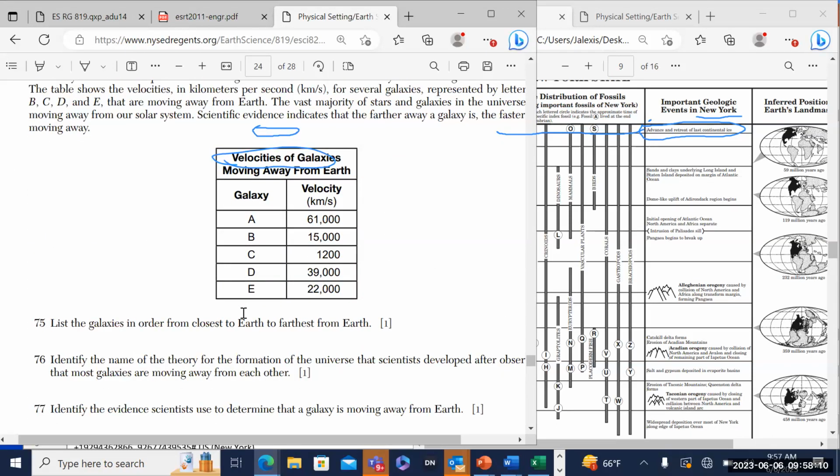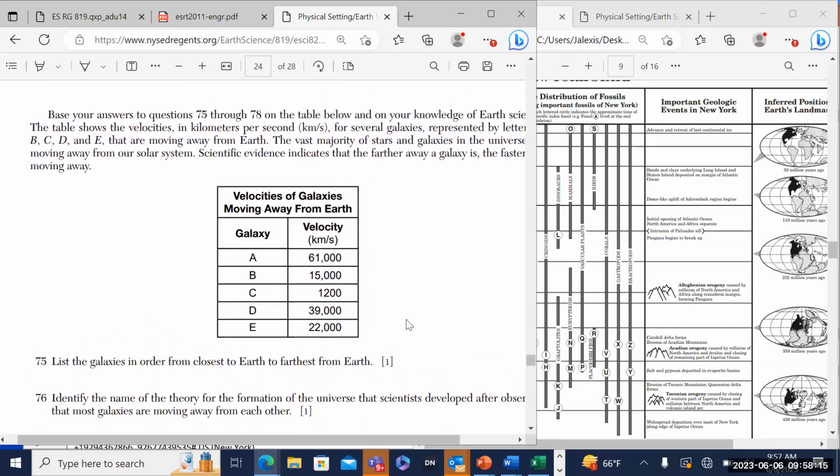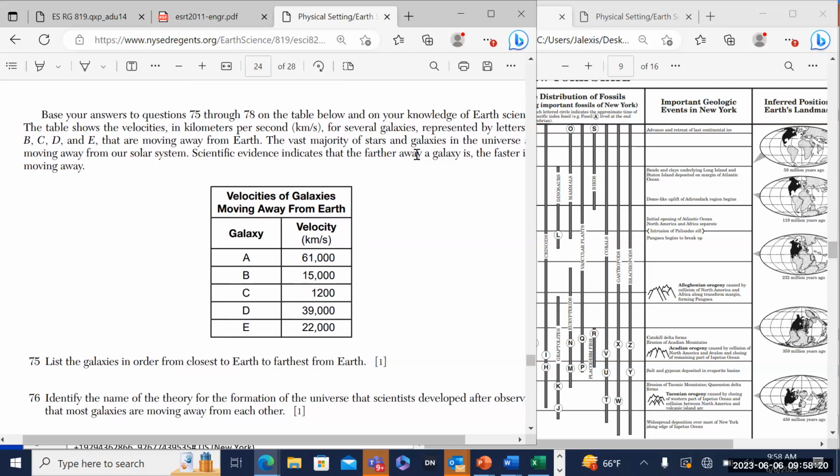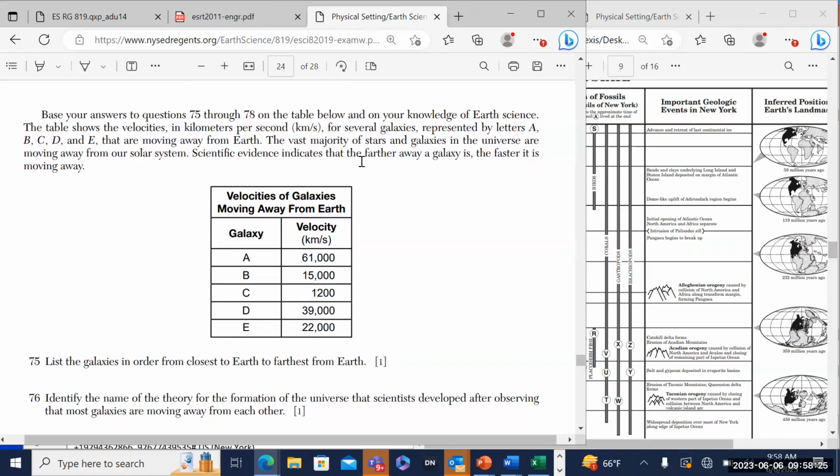Number 75. So number 75, it says base the answers to questions 75 to 78 on the table below and on your knowledge of earth science. The table shows the velocities in kilometers per second for several galaxies represented by letters A, B, C, D, and E that are moving away from Earth. The vast majority of stars and galaxies in the universe are moving away from our solar system. Scientists' evidence indicates that the farther away a galaxy is, the faster it is moving away.